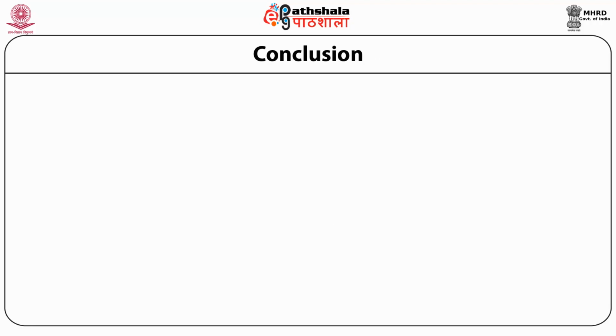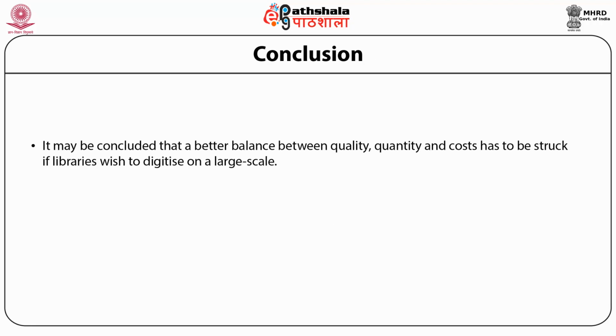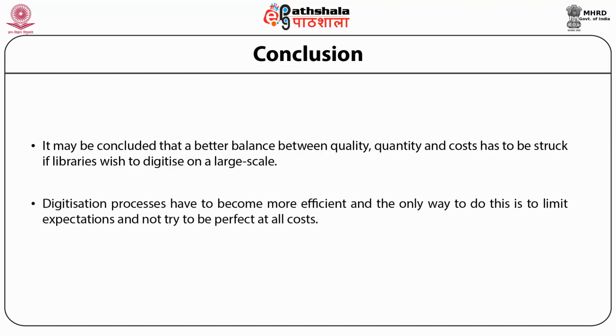Now we conclude this lesson by saying that there is a better balance between quality, quantity and cost which has to be struck if libraries wish to digitize on a large scale. Digitization processes have to become more efficient, and the only way to do this is to limit expectations and not try to be perfect at all costs.